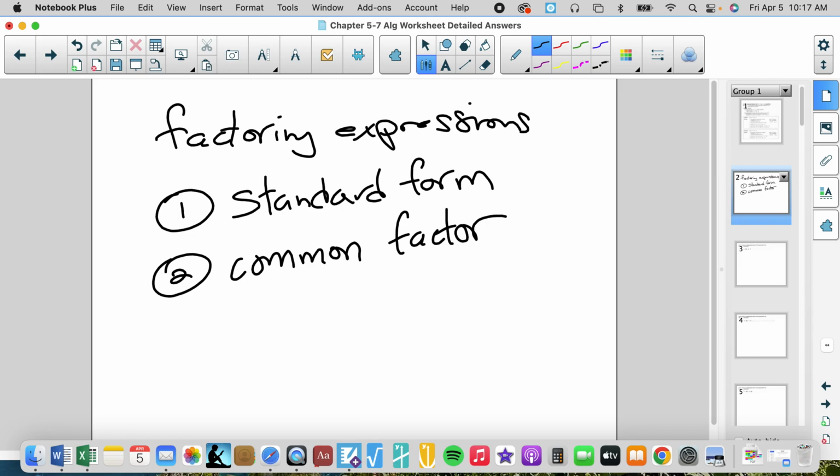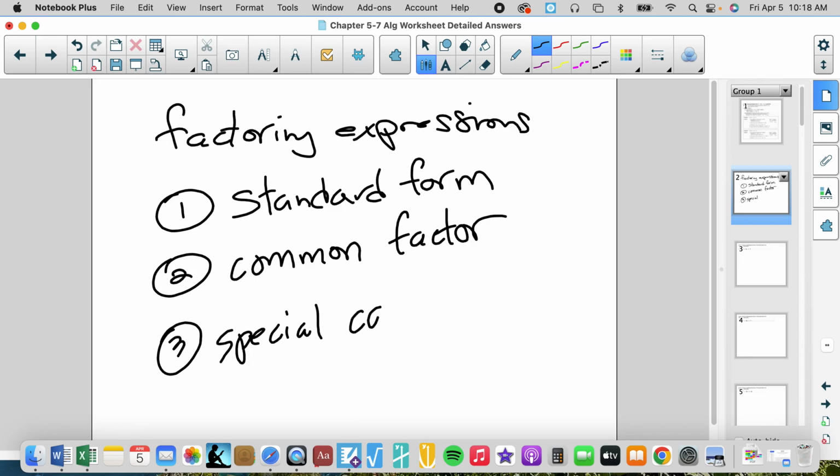And why do we factor? Why are we factoring expressions? We're going to turn addition and subtraction, 2 terms, 3 terms, 4 terms, into products. That's what factoring means. So the first way we can do that is by looking for a common factor. If there is no common factor, then we're going to look and see, is it a special case?